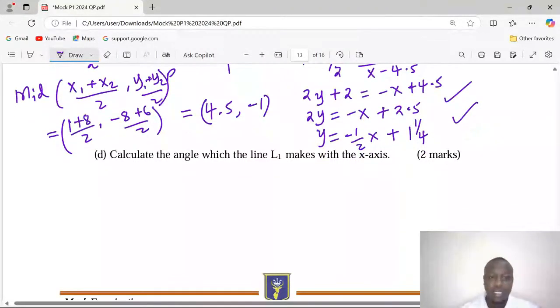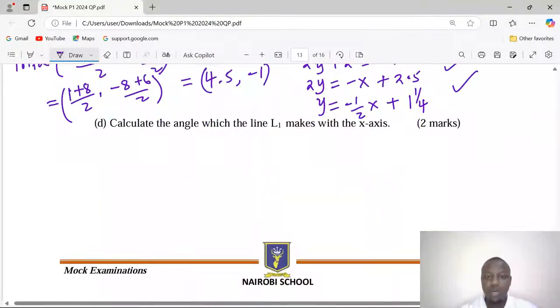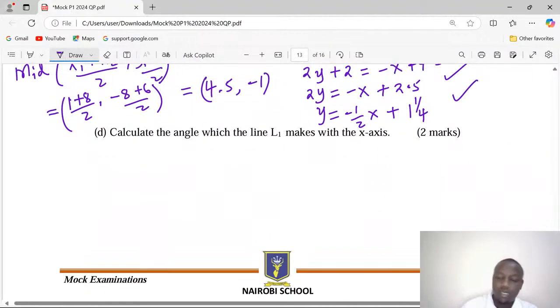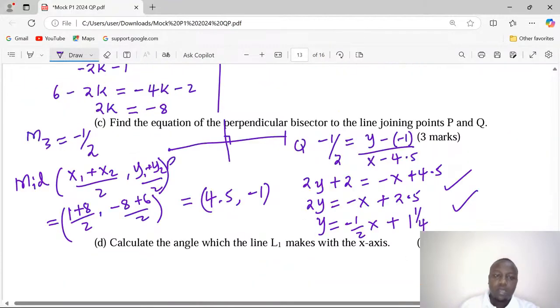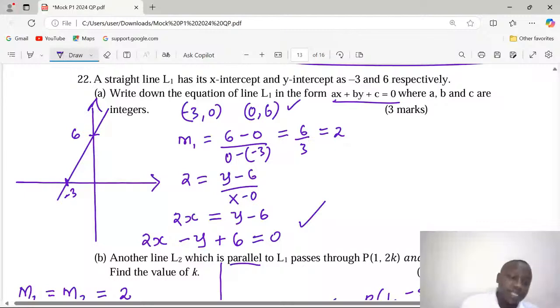Part D, calculate the angle which the line L1 makes with the x-axis. The first line is here. It makes a certain angle with the x-axis. That is what we are finding. Something that we are supposed to understand is that the horizontal axis and the vertical axis are usually perpendicular. Now, when they are perpendicular, it means if a line is passing like L1, for example, there are two things that we can relate.